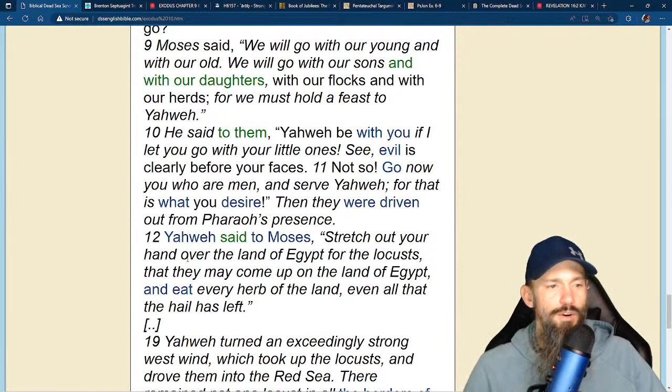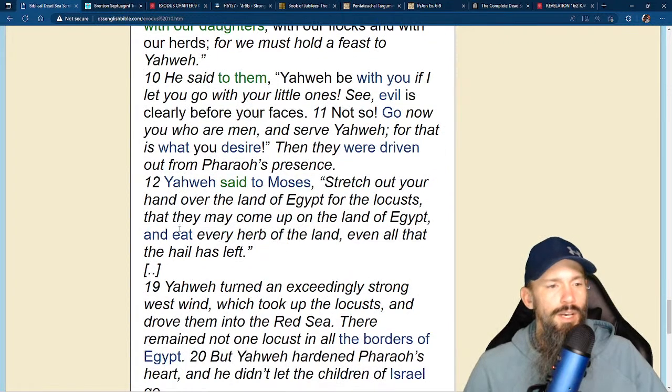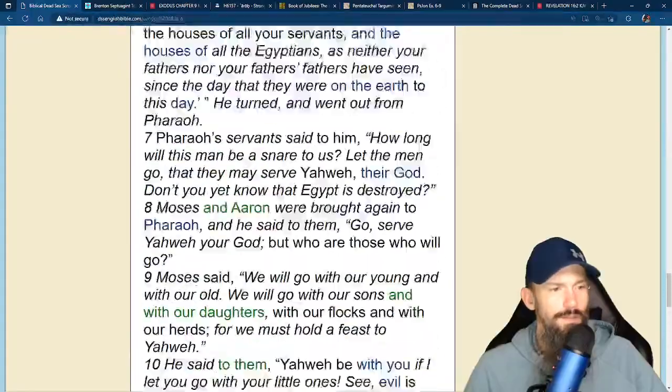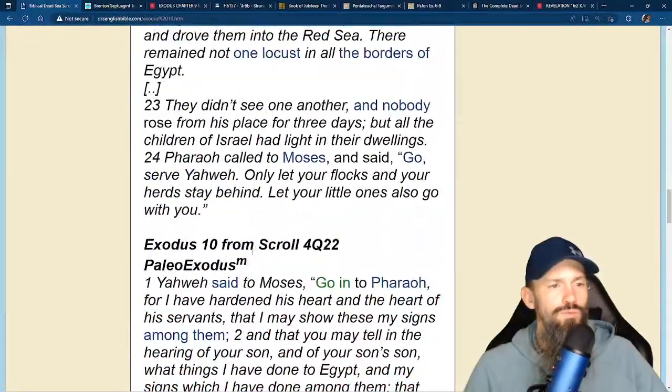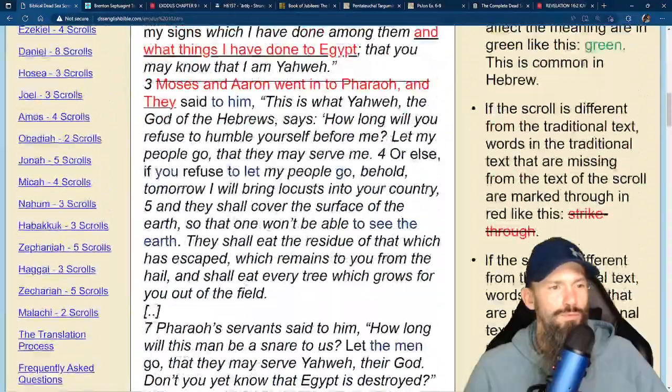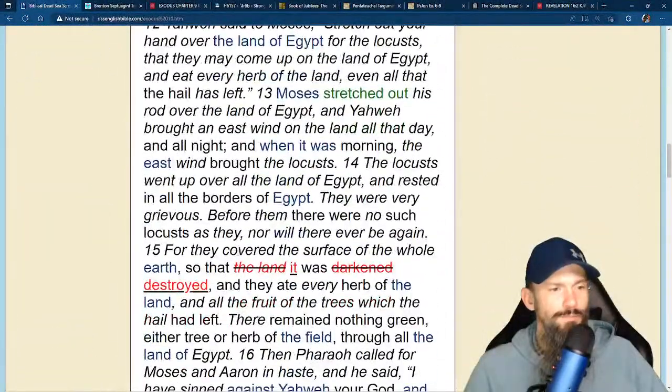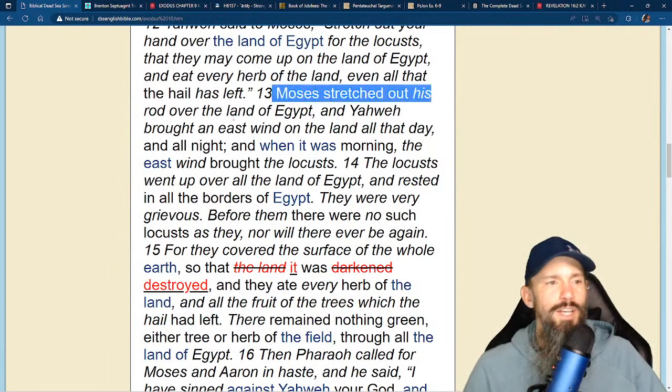Yahuwah said to Moses, Stretch out your hand over the land of Egypt for the locust, that they may come up on the land of Egypt and eat every herb of the land, even all that the hail has left. Moses stretched out his rod over the land of Egypt, and Yahuwah brought an east wind on the land all that day and all that night. And when it was morning, the east wind brought the locust. The locust went up over all the land of Egypt and rested in all the borders of Egypt.